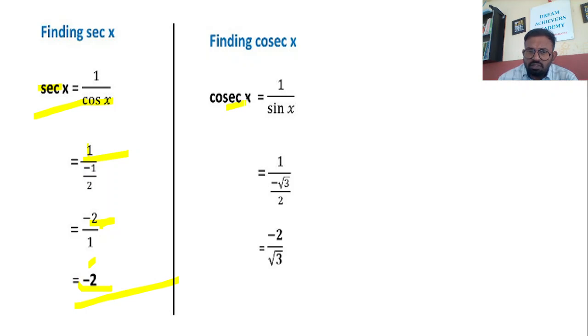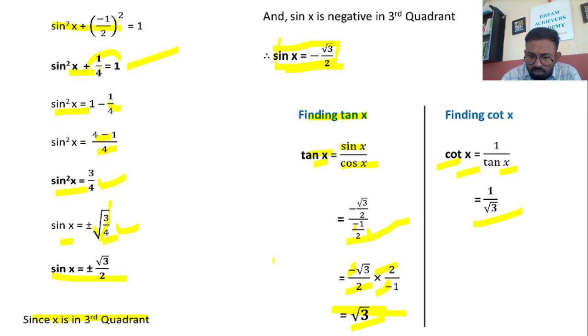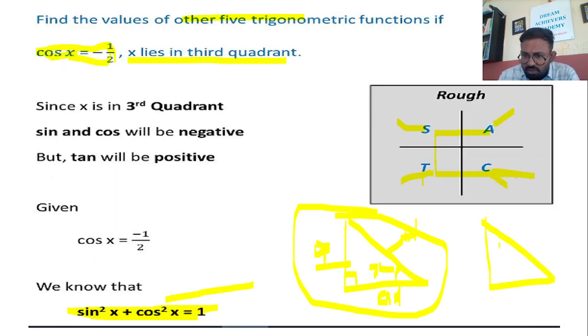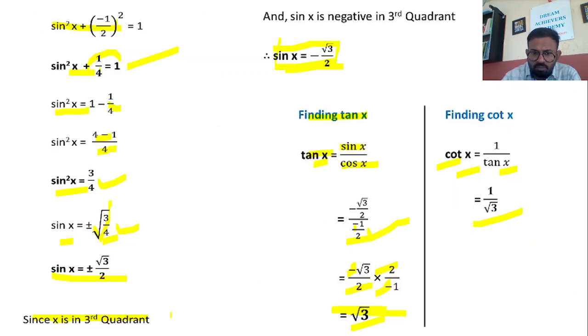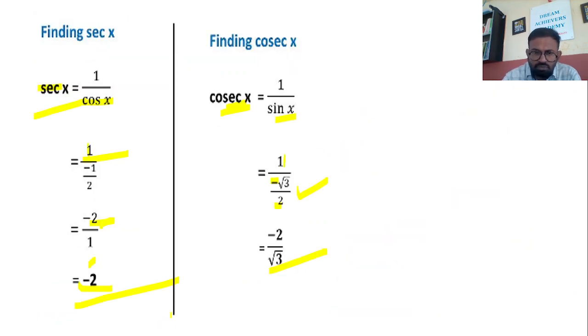Next, cosecant x, it is a reciprocal of sin x. So that is nothing but 1 by minus root 3 by 2. I can take this denominator to the numerator. So it will become reciprocal of that, that is nothing but 2 by root 3. So negative is there. So it will become minus 2 by root 3. So cosecant x is minus 2 by root 3. This is how, without using the basic triangle, we have solved all the trigonometric functions by using identity.